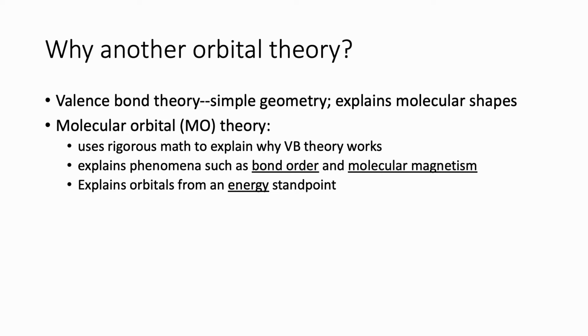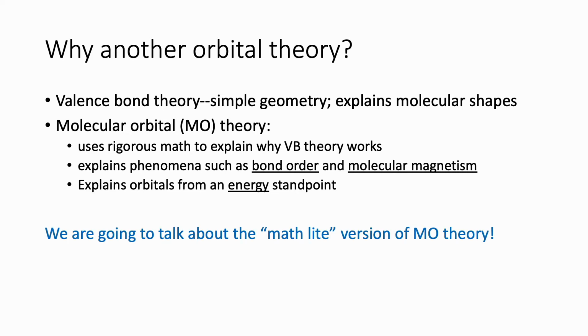Valence bond theory talks about where the electrons are. Molecular orbital theory talks about what energies they have, which orbitals get filled first, and things of that nature. Now, done properly, molecular orbital theory is highly steeped in multivariable calculus, but don't worry, we're going to do the math light version of MO theory in Gen Chem.